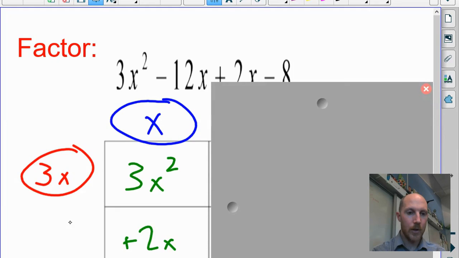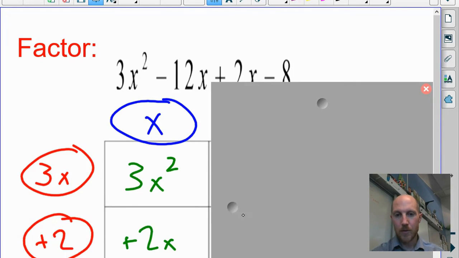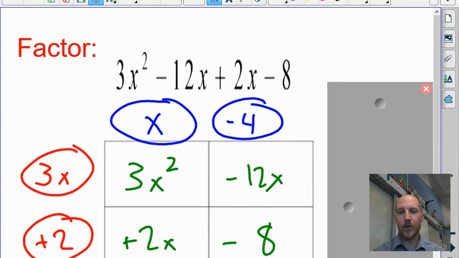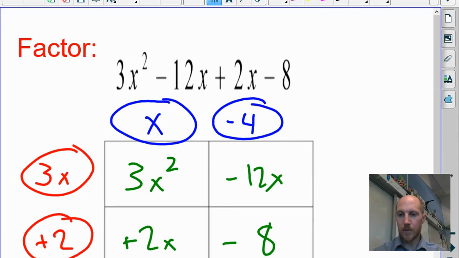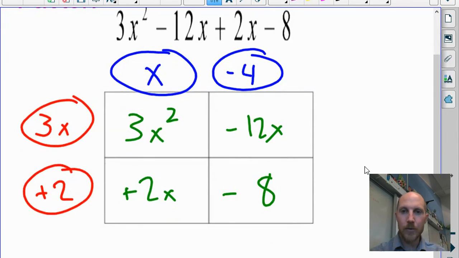And then let's go down the other side. So that blue x on the top multiplied by what is going to give me this green answer of positive 2x? Well, I'd have to multiply by positive 2. Then it's kind of a formality, but we do need to double check just to make sure we haven't made a mistake anyplace. So the red positive 2 multiplied by that blue negative 4. If I multiply them, do I actually get negative 8? Yes. Yay. All right. So now I can write my final answer as a multiplication.